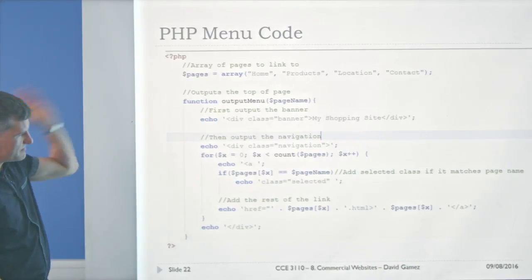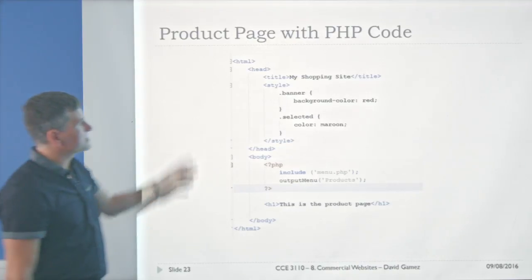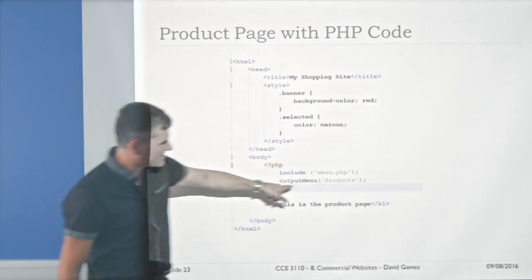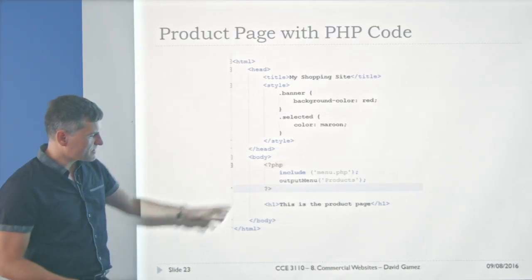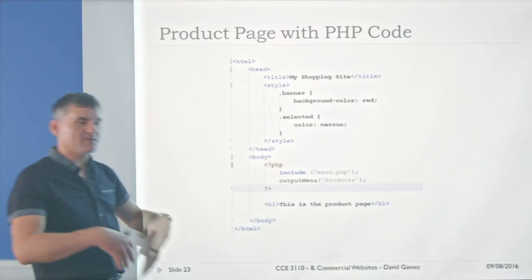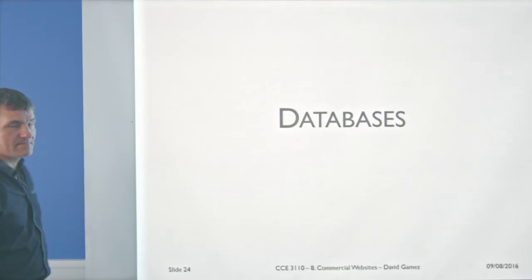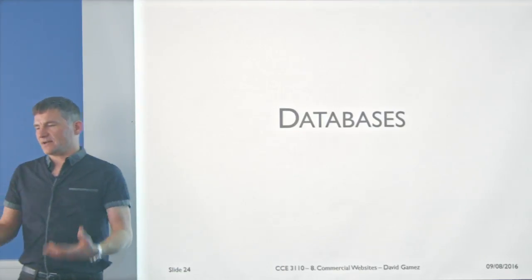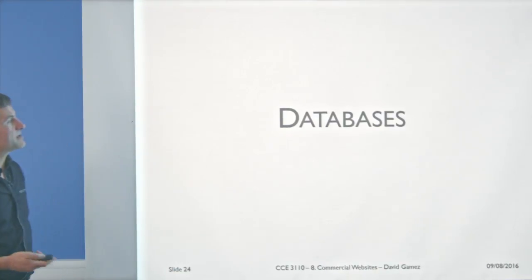So we've got this generic PHP function that outputs the menu on the top of the page, and then on each of the pages, we just have to have this little bit of PHP code here that outputs the menu and specifies which page we're actually on. So our pages are dramatically simplified, and we've just got a single function that outputs the menus. Okay, so that's just explaining how server-side scripting can improve the maintainability of your website by outputting different bits dynamically.